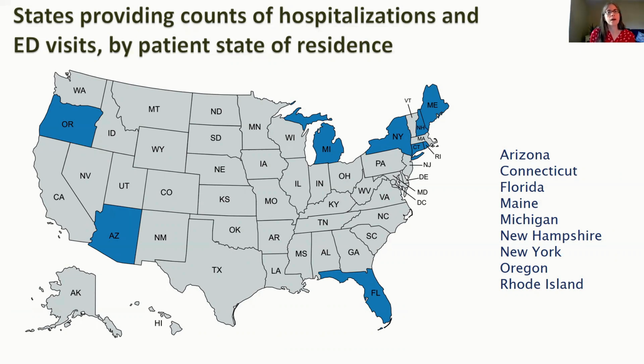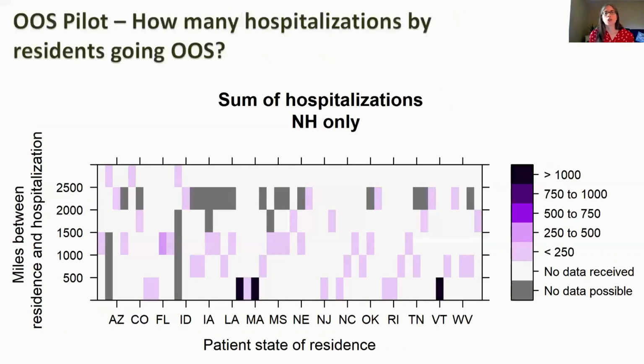To try to make sense of all that, we started by making a heat map. This is just showing New Hampshire only to start. On the x-axis, we've got patient state of residence. This is all 50 states in alphabetical order, and every third state is labeled for clarity. On the y-axis, we've got mileage buckets that indicate the approximate distance between the patient state of residence and the state where the person was hospitalized. And finally, the colors represent how many cases fell into each combination of state of residence and mileage bucket.